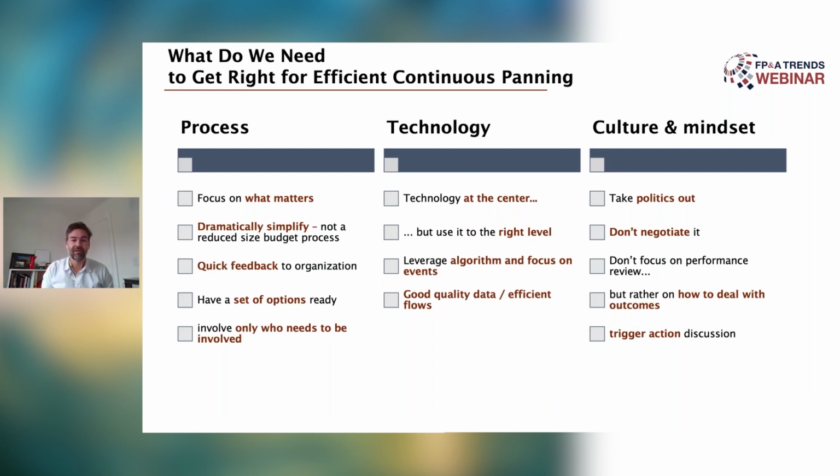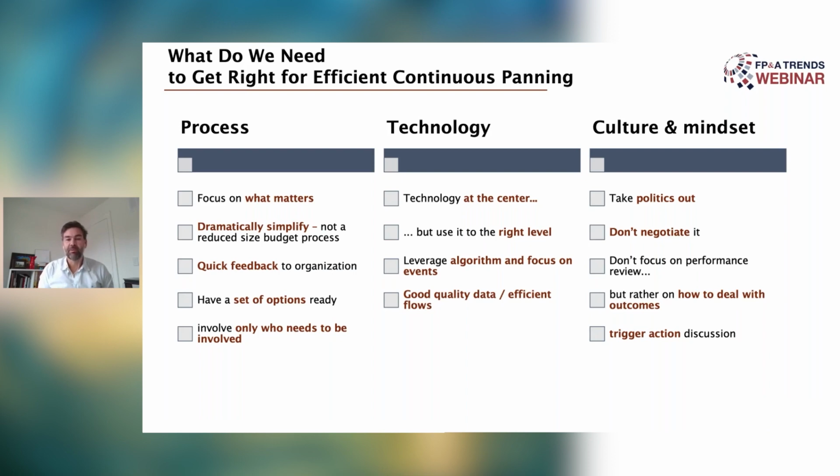Whenever you have systems, there are a lot of functionalities, bells and whistles, but you need to know which ones you need to use in a continuous planning process. Probably simpler than any other ones that you use. Leverage algorithms to automate as much as possible so that you can focus on events, and be sure that you have good quality data and efficient data flows.